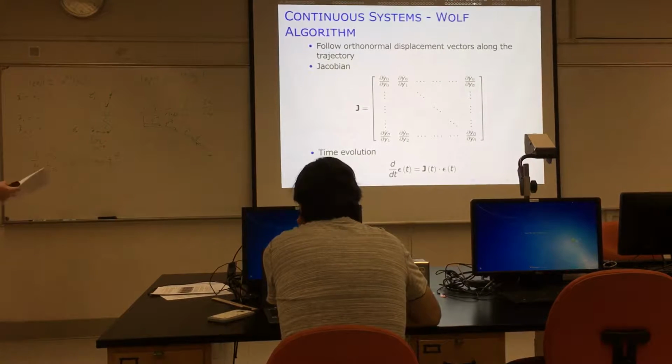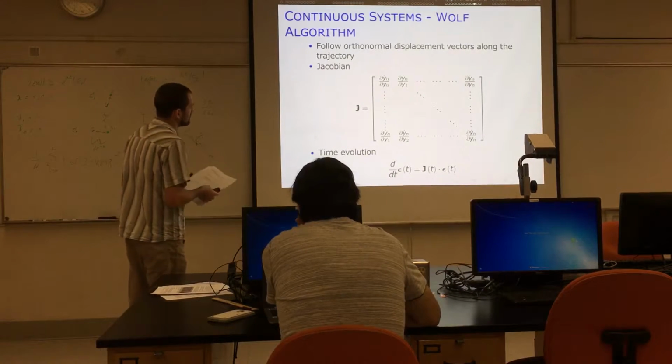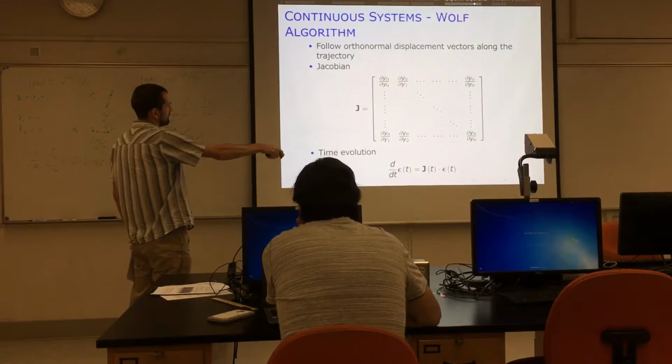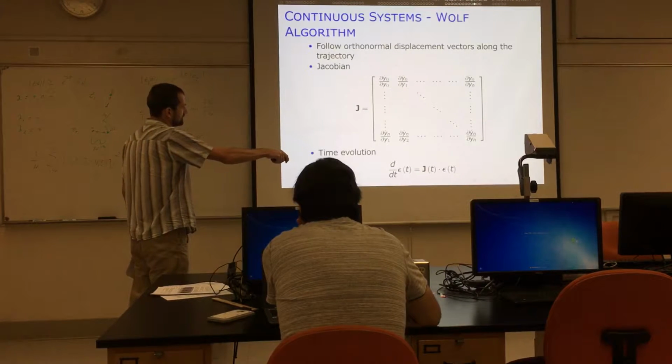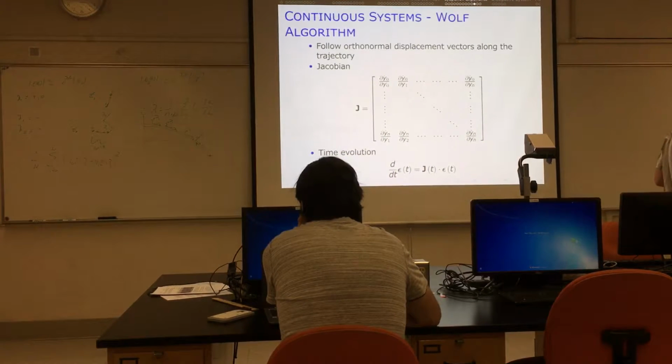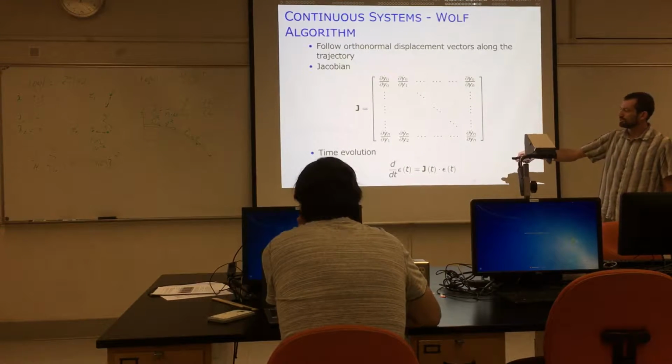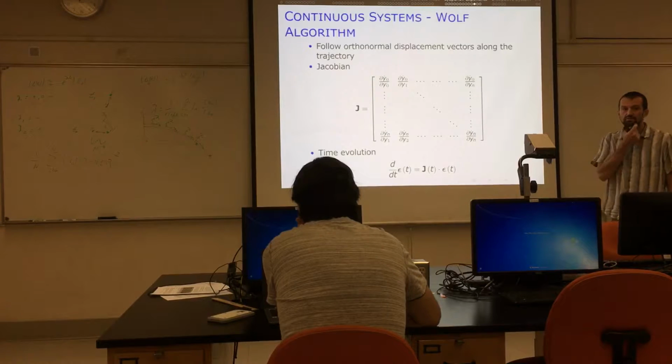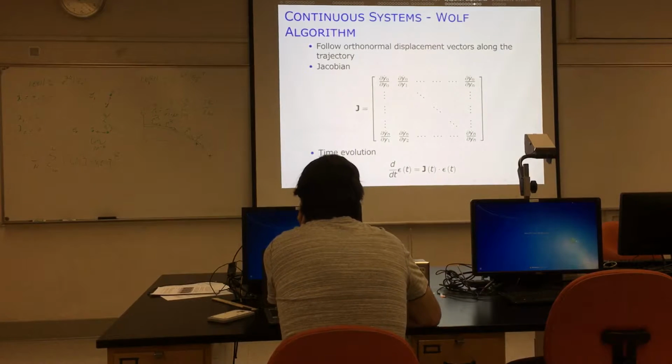Now the time derivative of our system, or of our displacement vector here, so we're going to have our unit vector of displacement, is going to be the dot product with the Jacobian. Okay? So this now just gives us a first order ODE to solve.